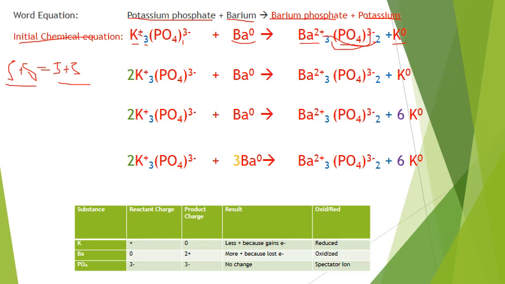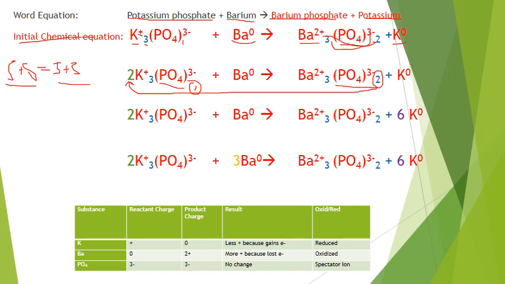Okay, now the way that I balance these, I start with the negative ion. So I'm going to start over here, and I notice that there are 2 phosphates. So what I'm going to do is go over on the other side and put a 2 in front of the K3PO4. Now there are 2 phosphates.